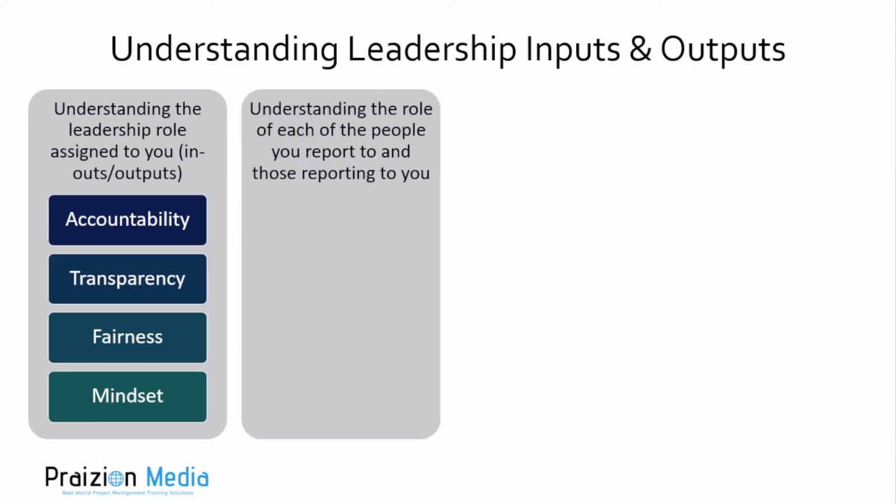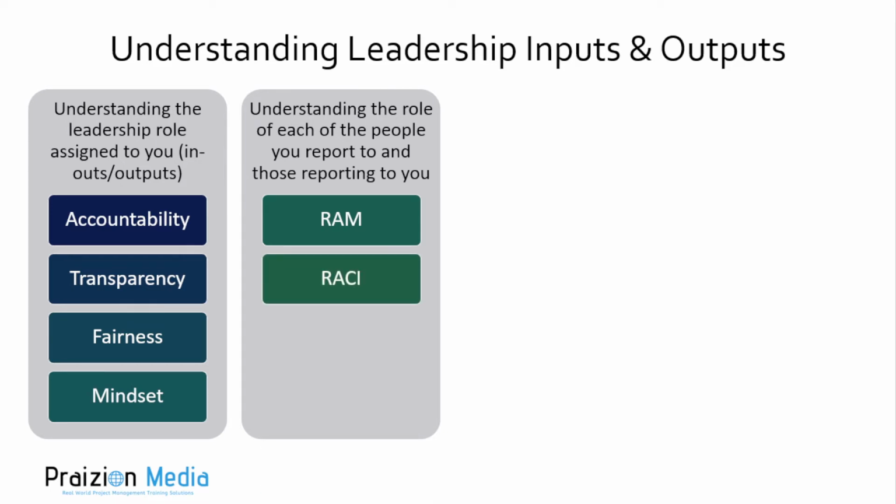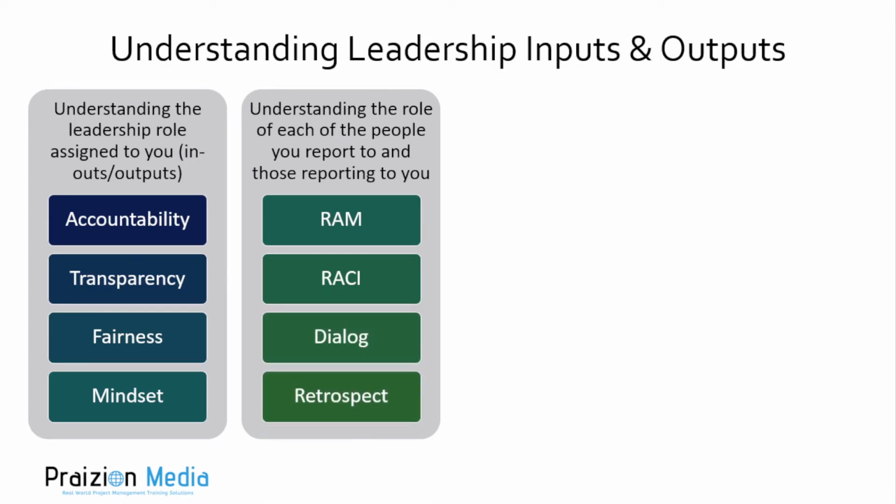The second point at a high level, understanding the role of each of the people you report to and those reporting to you. You got to have an idea of what exactly those people do in your realm. So I suggest having dialogue, and that could lead to a responsibility assignment matrix, perhaps more specifically a RACI chart with responsible, accountable, consult, inform, very clear, so that you understand what is expected of you and they understand what is expected of them. Transparency and dialogue goes a long way.